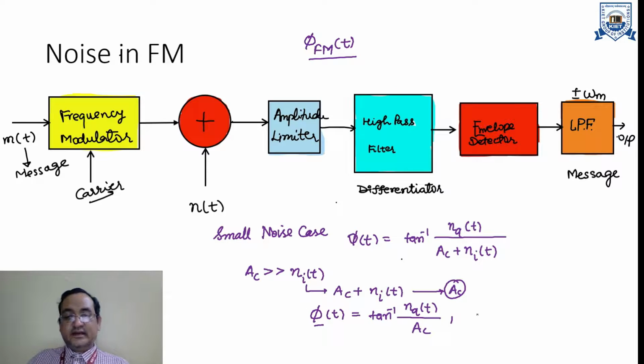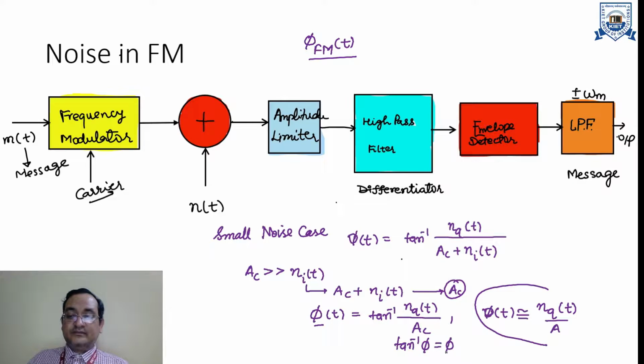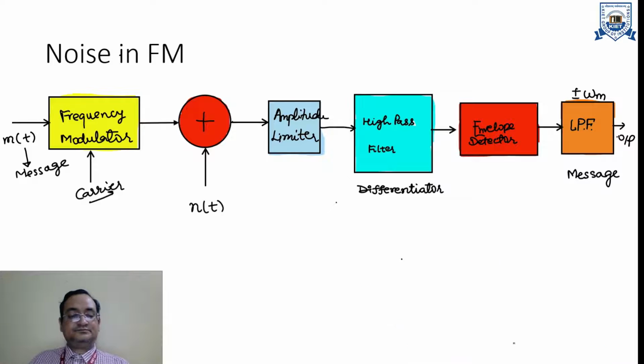So we can also write this expression as, since this is a very small value, phi of t will be approximated as, for small values of these angles, n_Q(t) divided by A. Right? In this case, I have mentioned this because tan inverse phi is equal to phi when phi is very small. So the output through the discriminator will be n_o(t), right?